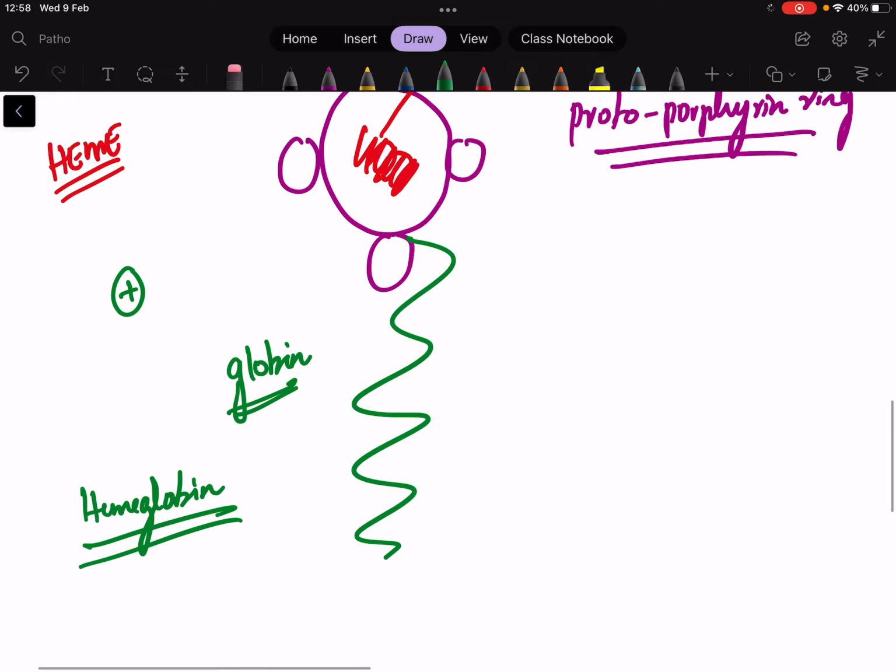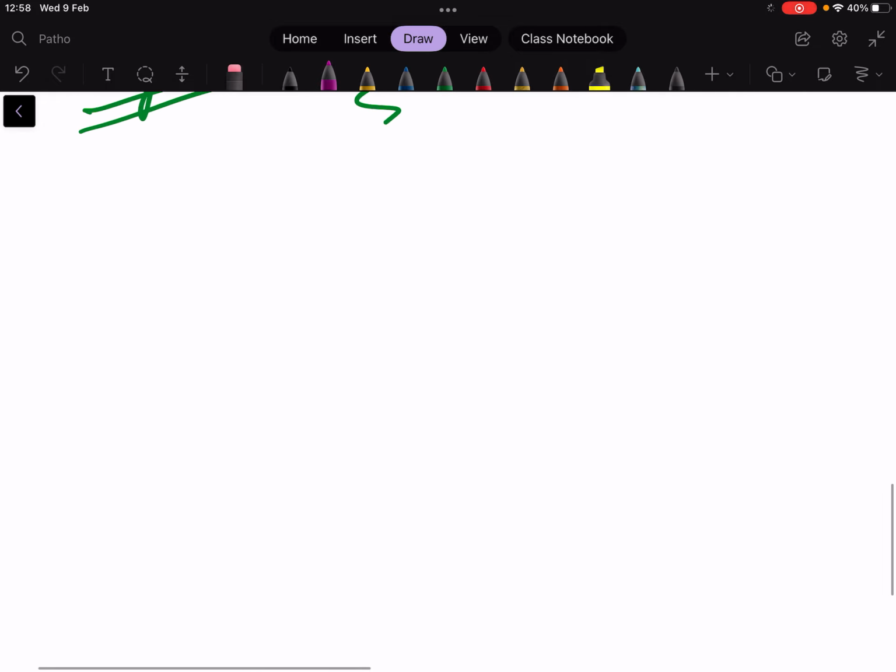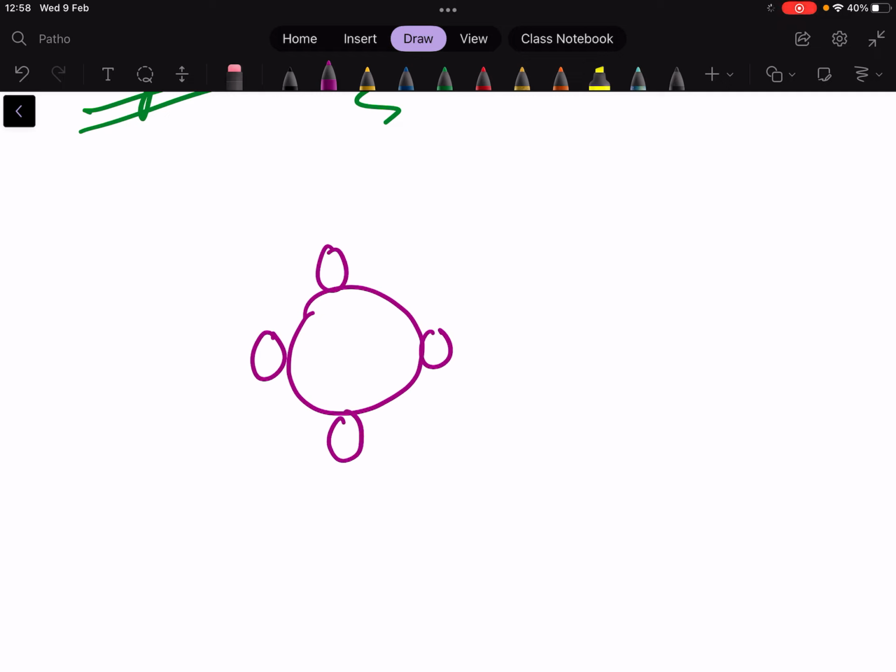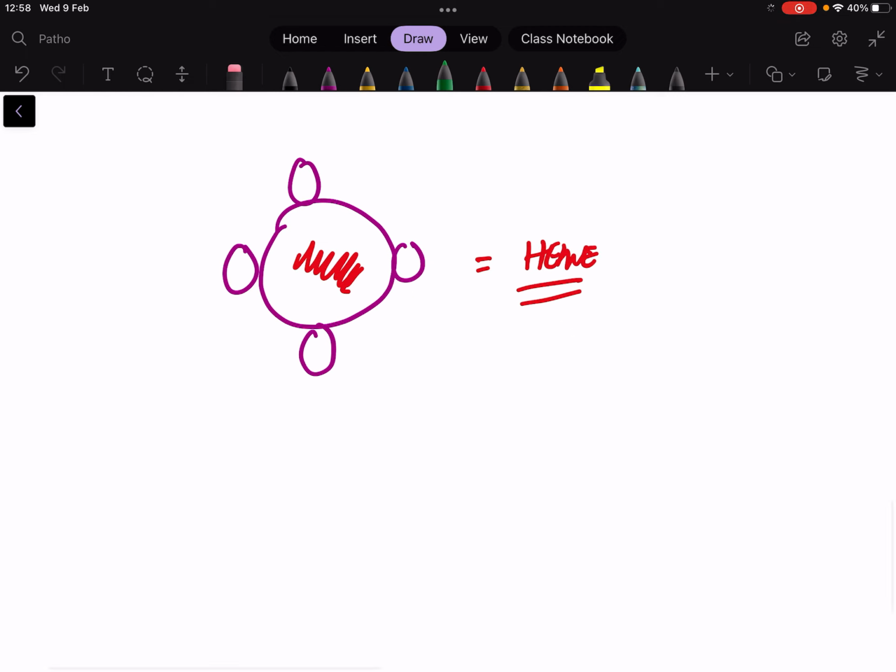So once again I will repeat. First we take a protoporphyrin ring, and to this protoporphyrin ring we add iron, then the compound is called heme, and to this heme if we add a globin chain, then the entire compound is called your hemoglobin.